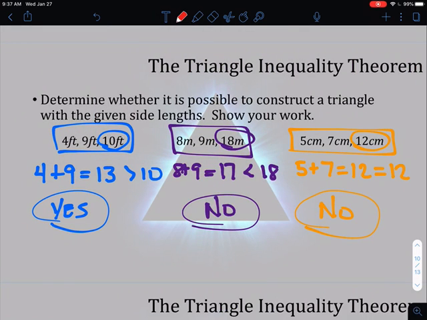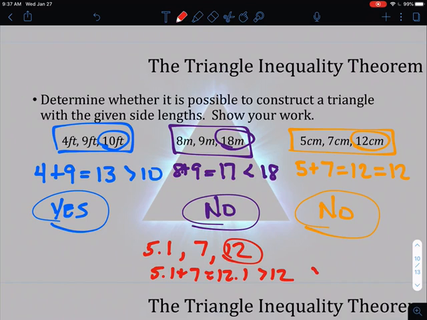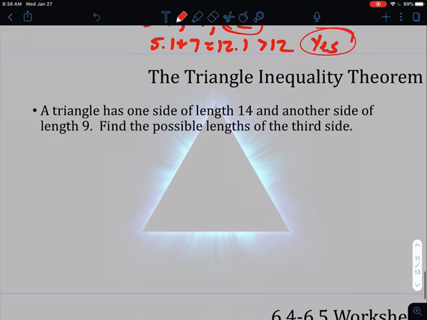Now, one thing to note here, when you're working with something like this, is that it only has to be bigger in any capacity. So if I had 5.1, 7, and 12, and I was looking to see if those form a triangle, 12 is my biggest side. So 5.1 plus 7 would be 12.1. Now, even though 12.1 is barely bigger, it is bigger than 12, which means yes, we could make a triangle out of that. So the two smallest, as long as they're bigger than the third, that's what we're looking for. So small plus small always has to be larger than big.